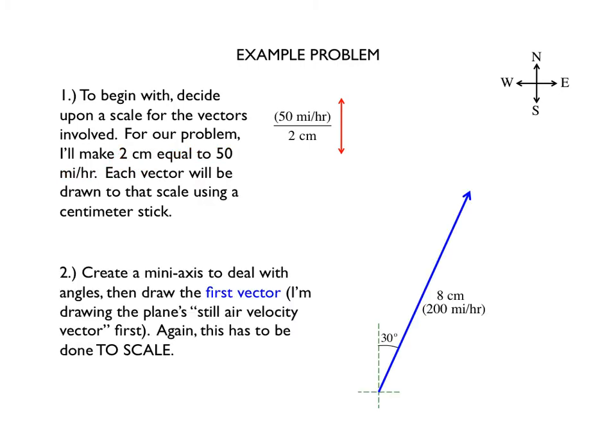So I'm going to start by drawing in the velocity vector that is generated by the engine. It's 200 miles per hour. To scale, that's going to be an 8 centimeter long vector. It's going to be at 30 degrees relative to the north. So I've had to put in a little mini axis here so that I can use a protractor and get the angle right. By the time I get done, this is what I end up with.